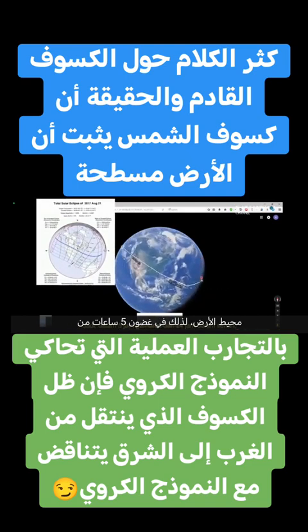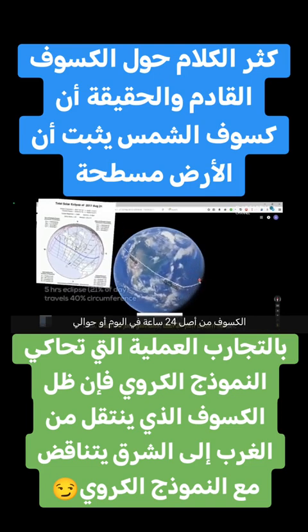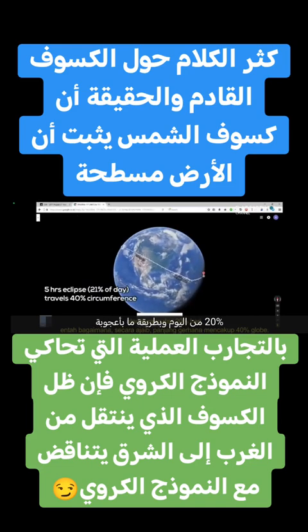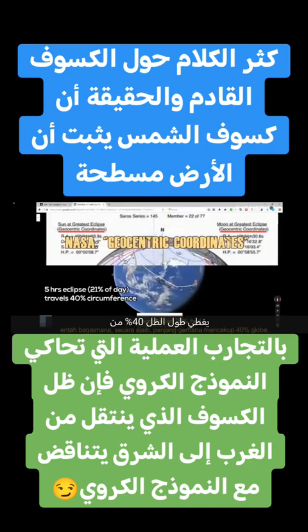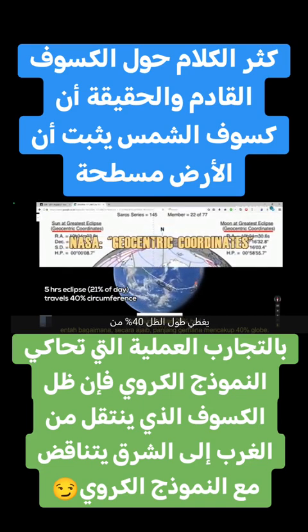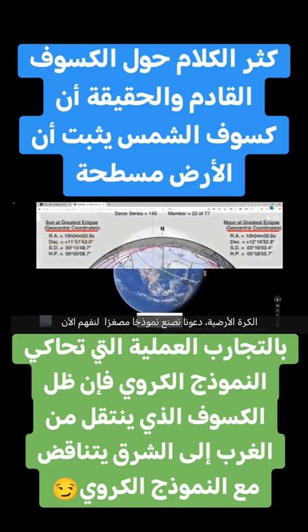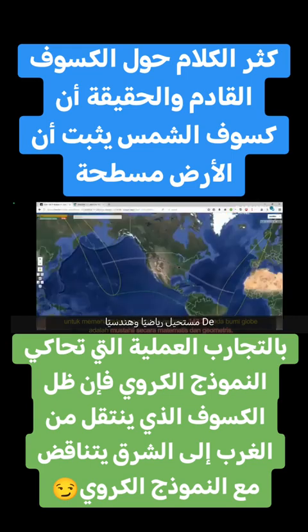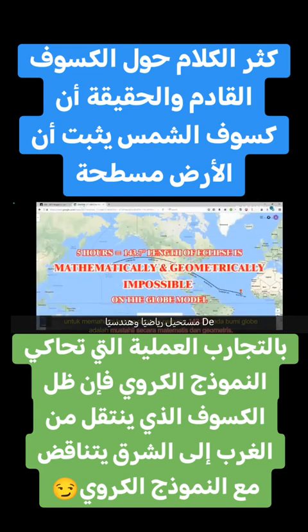So, within 5 hours of eclipse, out of 24 hours a day, or around 20% of the day, somehow, miraculously, the shadow length covers 40% of the globe. Let's make a scale model now to understand that the eclipse length of 143.7 degrees is mathematically and geometrically impossible.